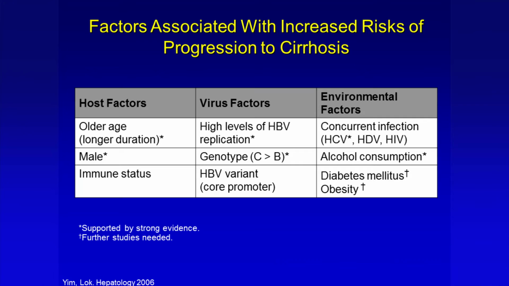Not everyone with hepatitis B progresses to chronic disease, to cirrhosis, liver cancer, liver failure. A number of risk factors have been identified, and a number of studies have been reviewed in an article by Yim and Lok. But basically, the longer you're infected, the higher the chance of having fibrosis and liver complications. Men always do worse than women, right? For everything, including hepatitis B and hepatitis C.